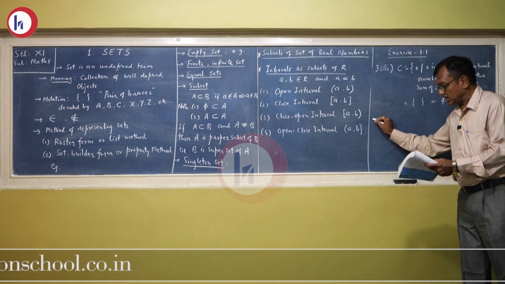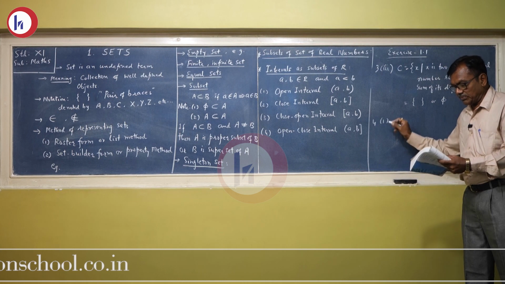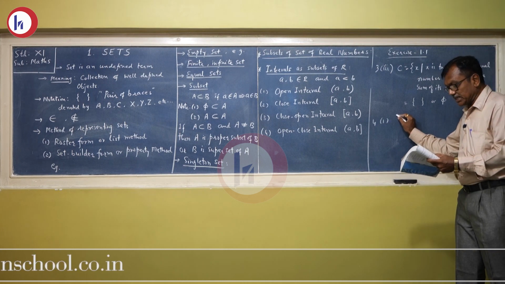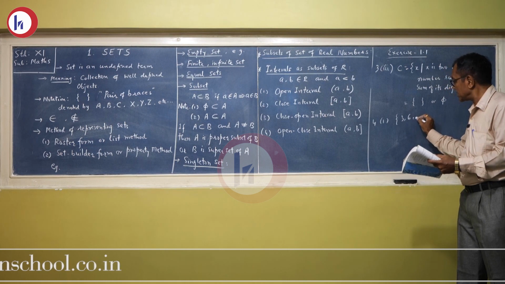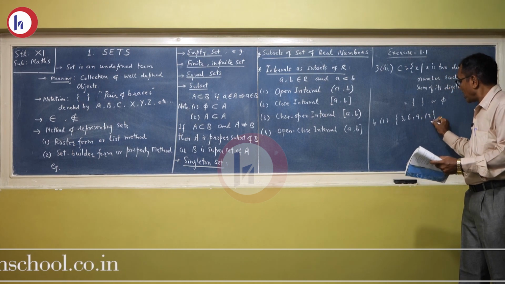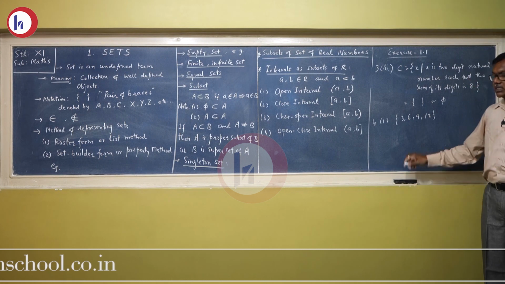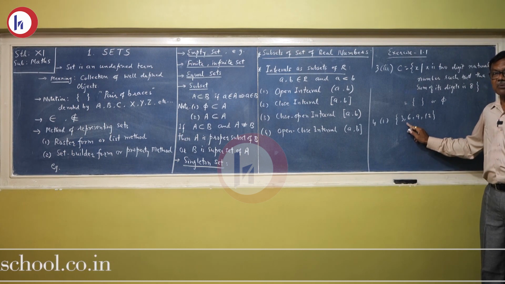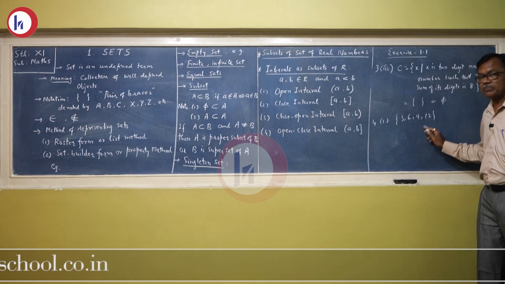Fourth example, let us see some examples. Write the following sets in the set builder form. First example, 3, 6, 9, 12. Now observe this carefully. The numbers are 3, 6, 9, 12. These are the multiples of 3.